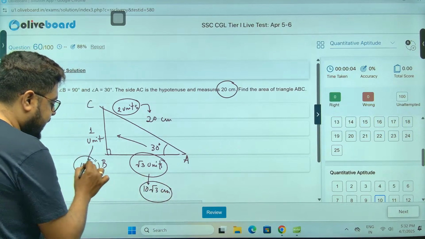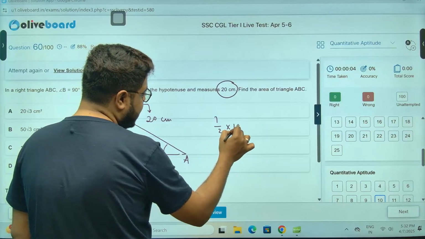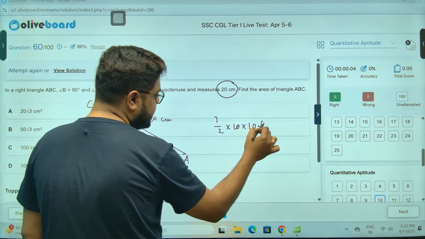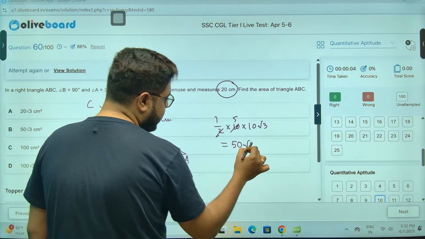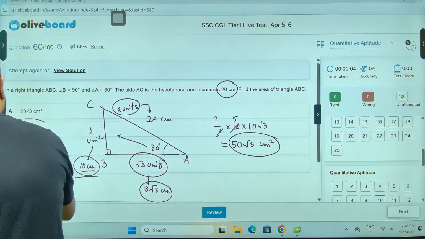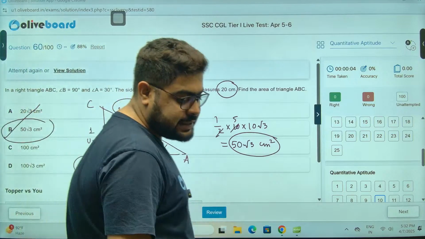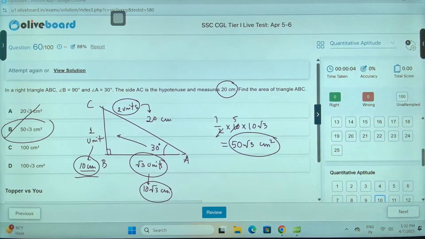Area is half into this into this, so half into 10 root 3 into 10, which gives 50 root 3 centimeter squared. Option number B. Again, it is a 30, 60, 90 triangle. Yes, absolutely.